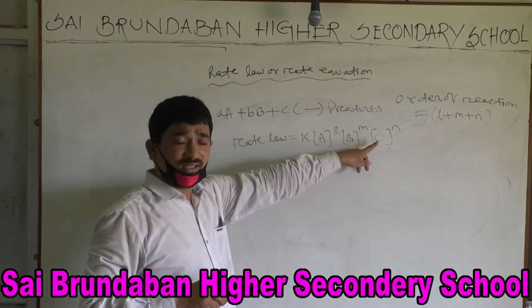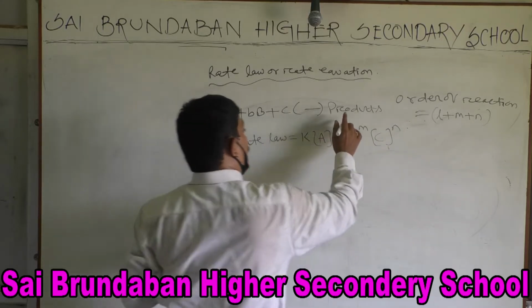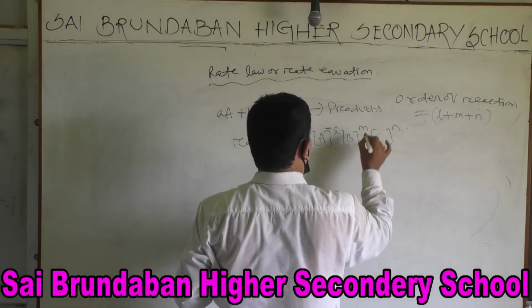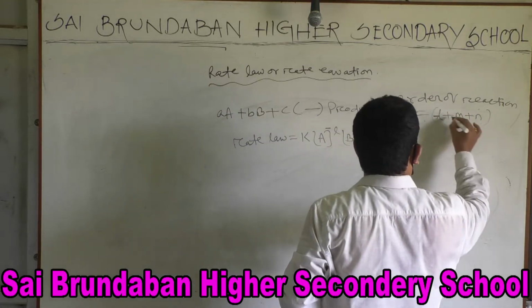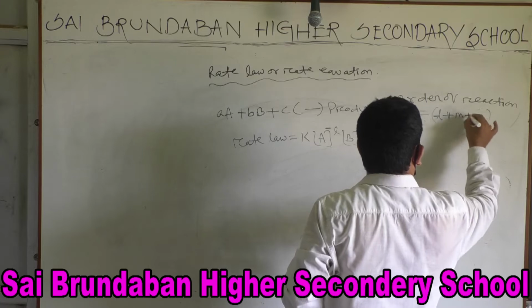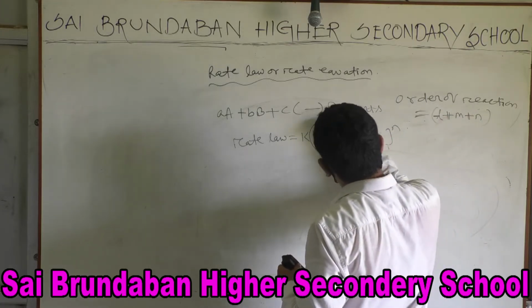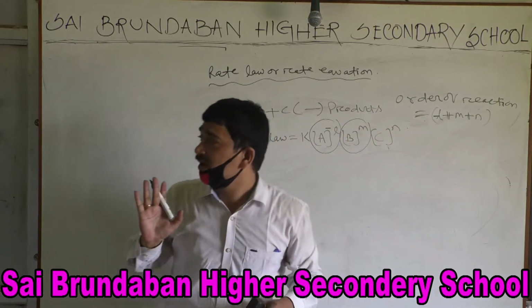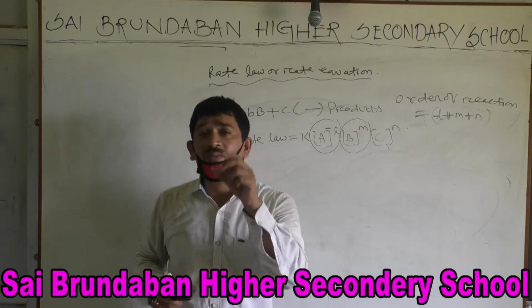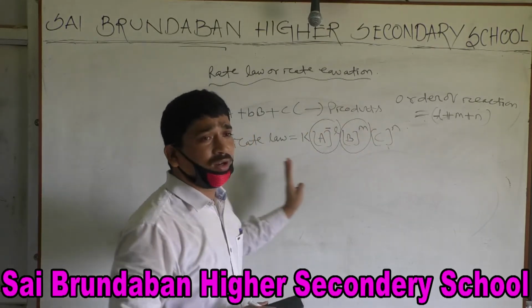Whatever the power is given in the rate law or rate equation, you have to add this power. Suppose here it is minus L, M, N. So what is the order of reaction? Minus L plus M plus N. What are the powers in the concentration terms? You have to add only the powers in the concentration terms. That is called order of reaction.